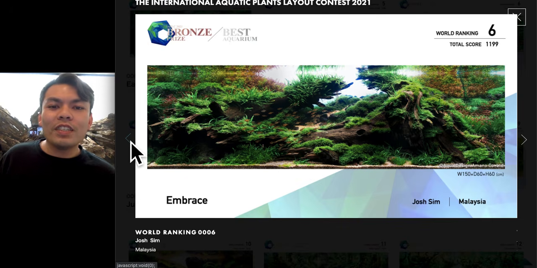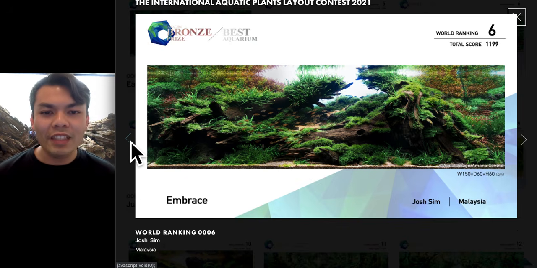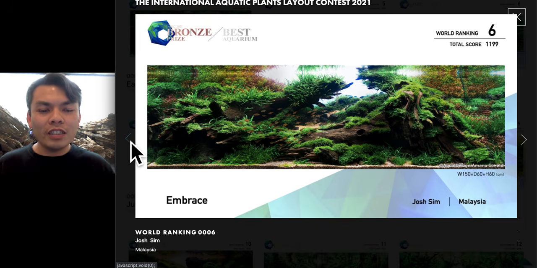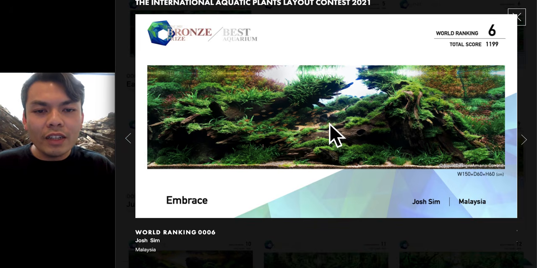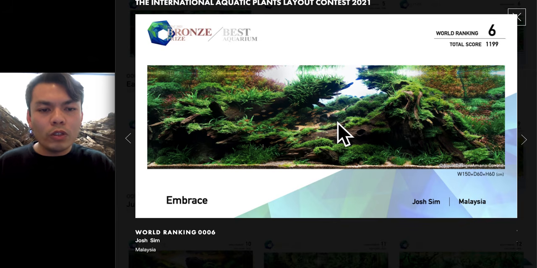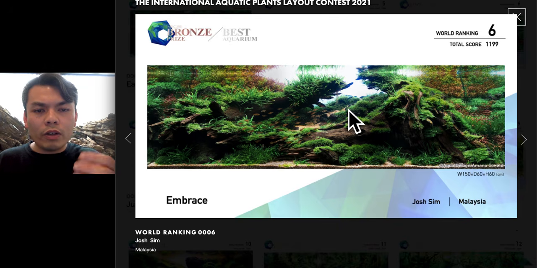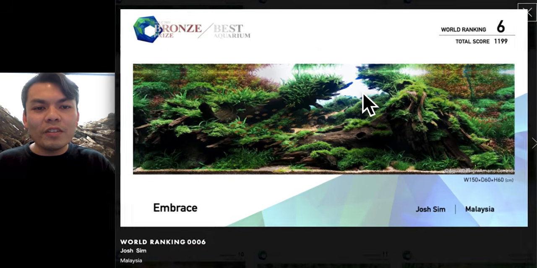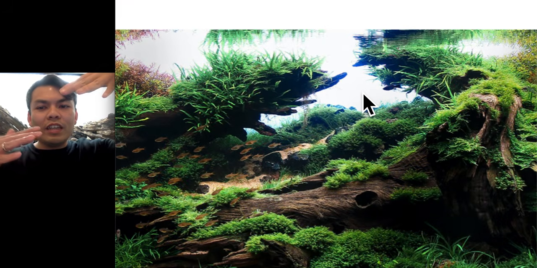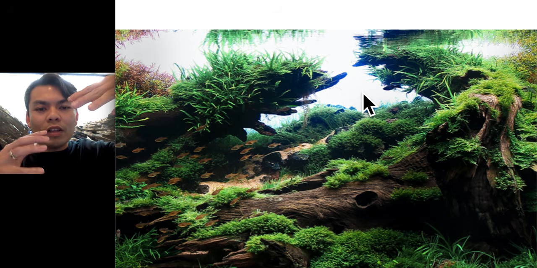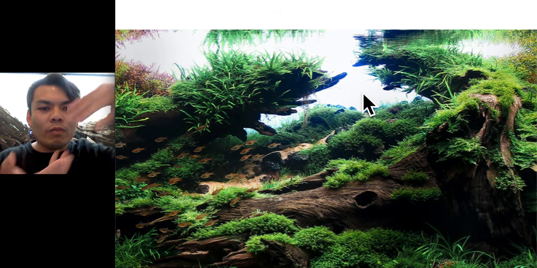Embrace, Josh Sim, another one of the masters. And Josh this year created another masterpiece that I thought was quite calming, something that was very different to his last year's work, which had a very dark, ominous, almost gothic feeling to it. This one here gives me the impression of the creation of Adam, like God touching Adam in the heavens.